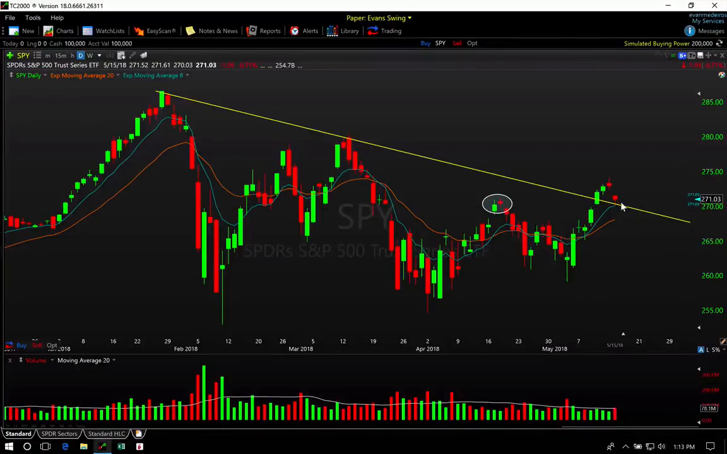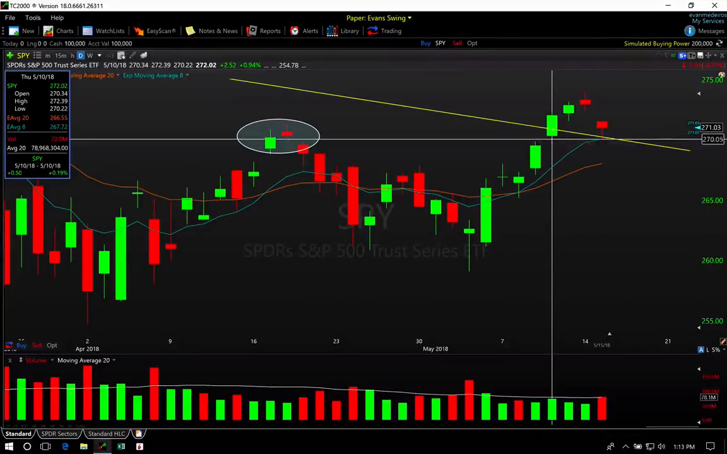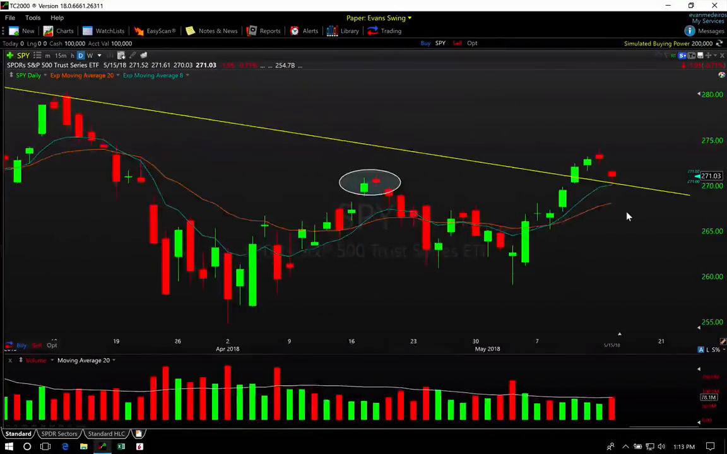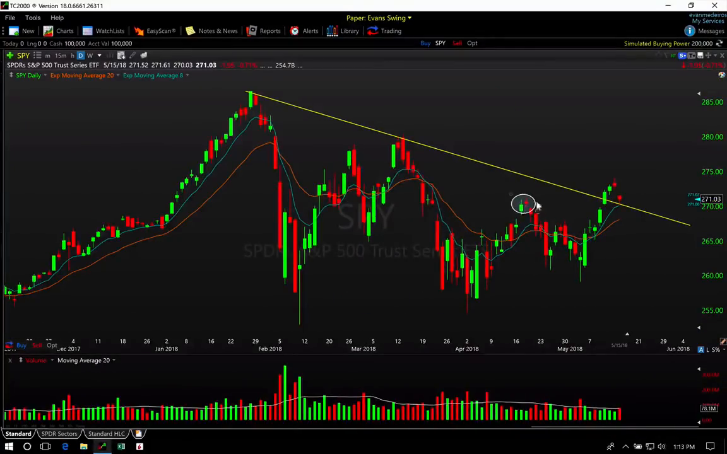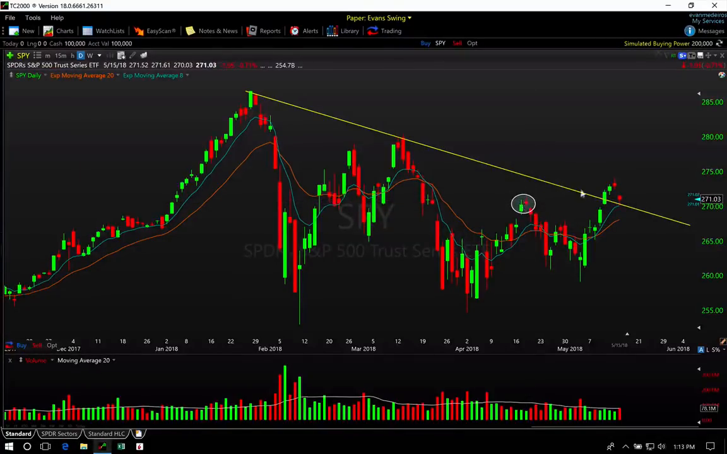So we got this back test of this trend line here. We have this gap in here, which we didn't quite fill all the way back from Thursday when we had this slight gap higher here in the SPY. We also got the 8-period EMA, and we also have this pivot right here from mid-April. So when we look at what the market rallied to back in April, we got all the way up to about 271.